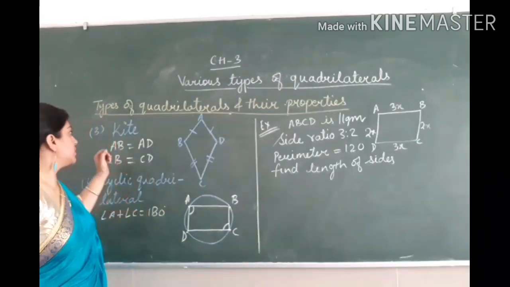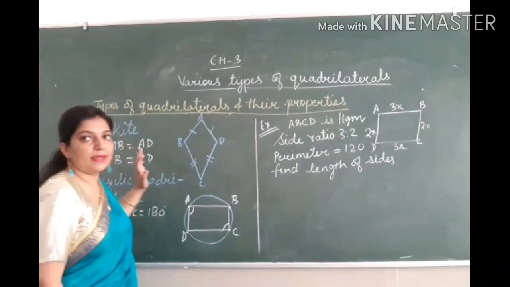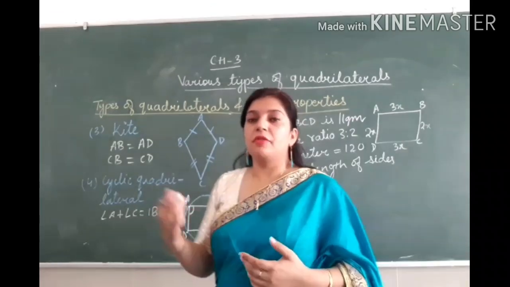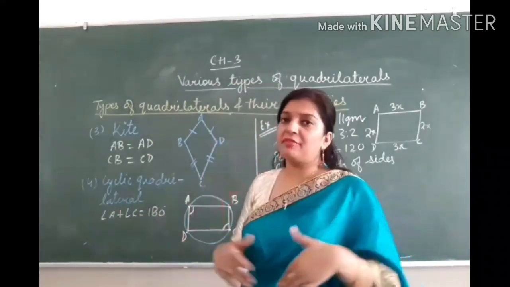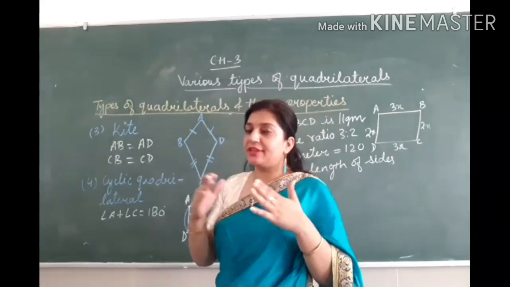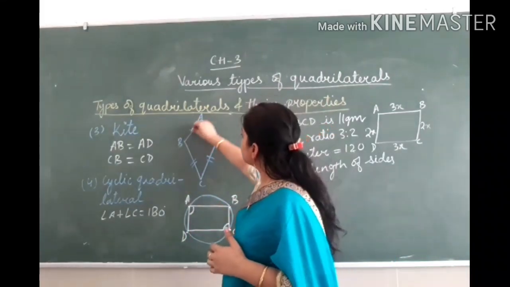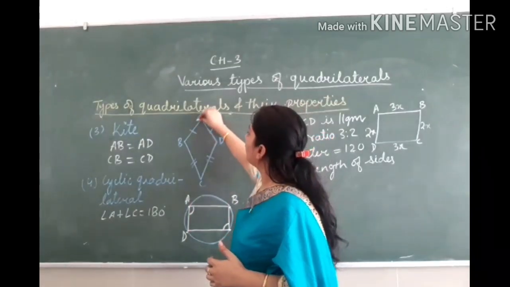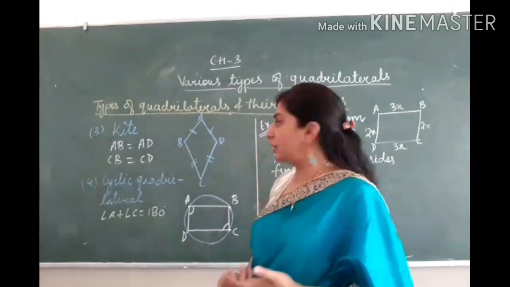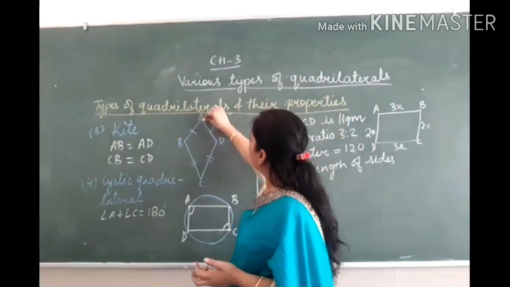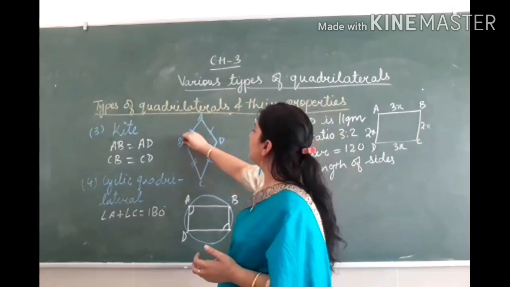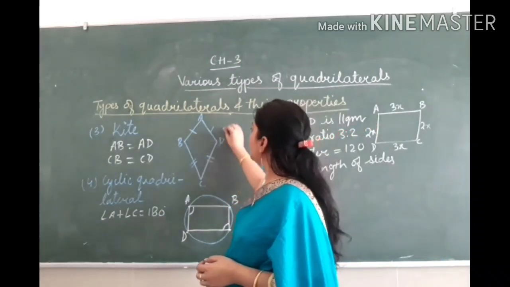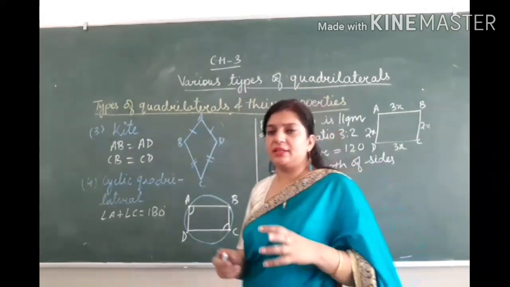Students, the next quadrilateral is the kite. The kite diagram is very similar to our physical kite that we used to fly with the thread. You all might have seen that kite. In that kite, if we observe, adjacent sides are equal. There are two pairs of adjacent sides which are equal. Here AB is equal to AD and CB is equal to CD. You need to remember the figure if it is given that there is a kite.